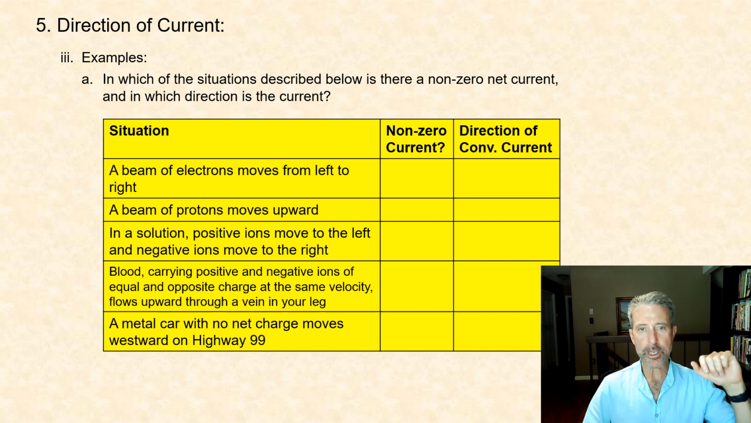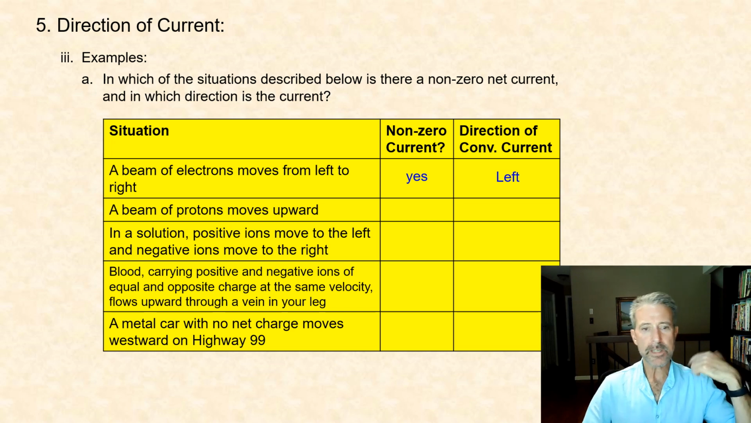In our first example, we're told that a beam of electrons moves from left to right. In other words, we have electron flow to the right. Is there a non-zero current? Yes, because there is a net flow of charge in a given direction. Saying that negative charge carriers move to the right is equivalent to saying that positive charge carriers move to the left. Therefore, the direction of the conventional current, which is the direction that positive charge carriers move, is to the left.